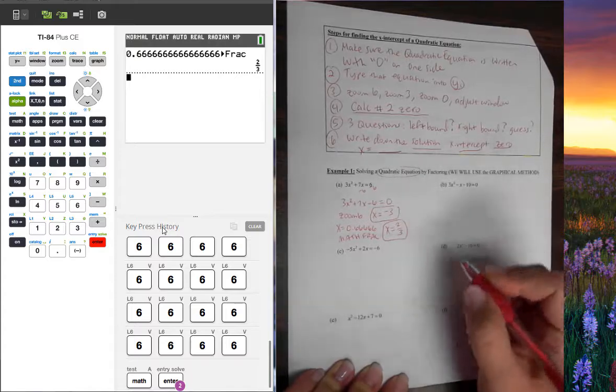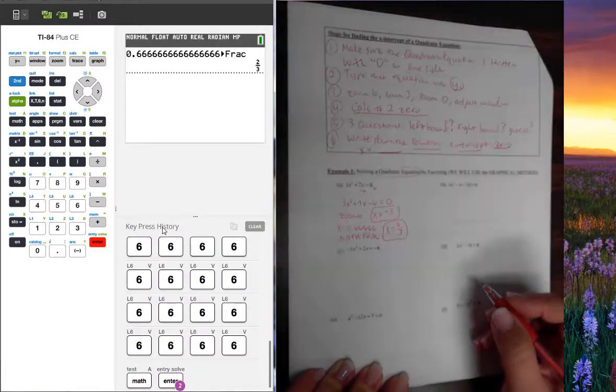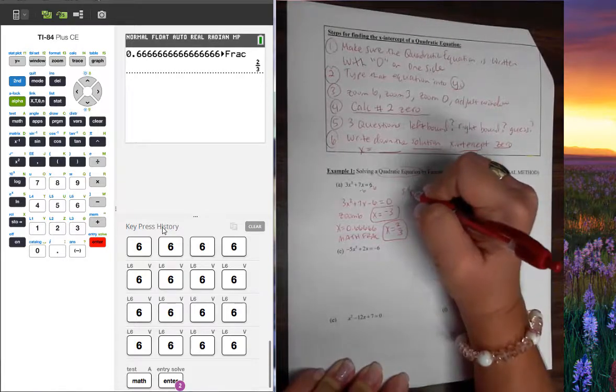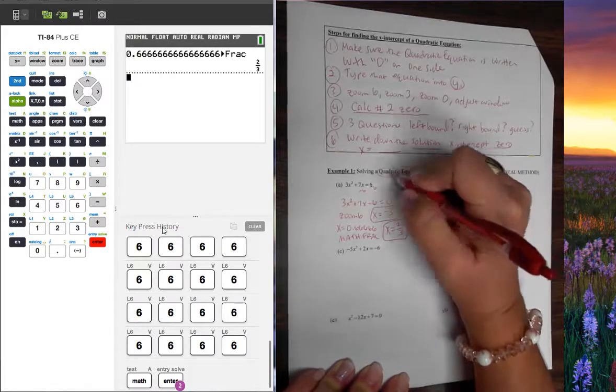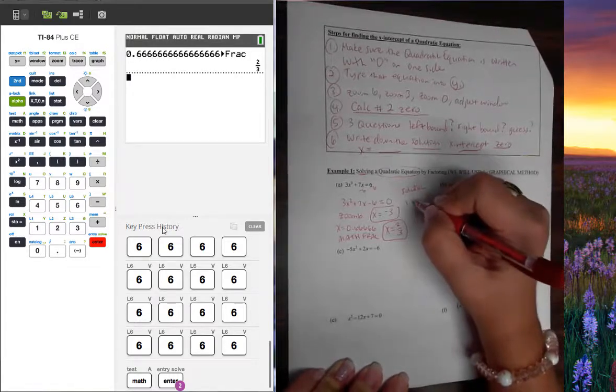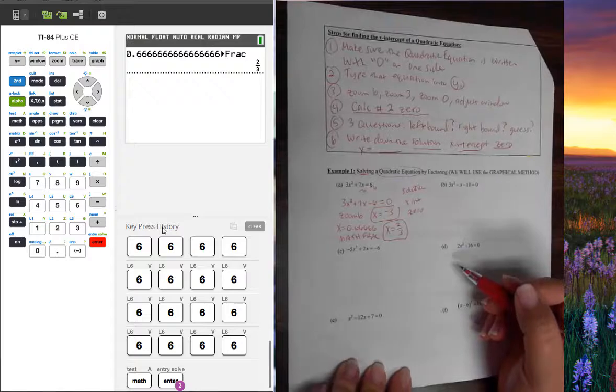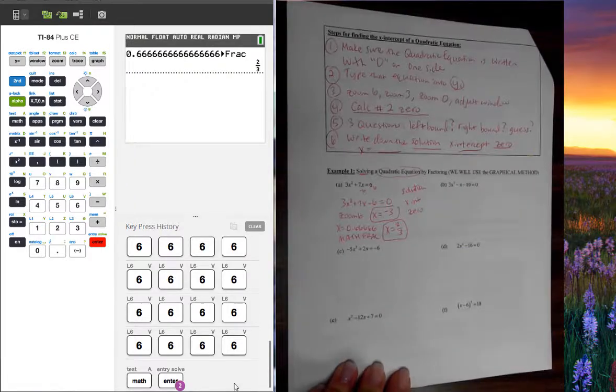So that's the two spots on the problem where it crosses the x-axis. So those two things are called the solution. We solved it. They are called the x-intercepts, and they are called the zeros of that quadratic. Okay. Next problem.